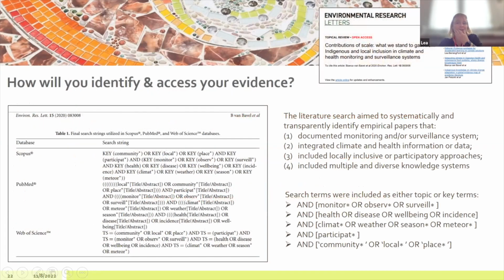So in the case of the paper I mentioned on Indigenous and local knowledge, this is an example of one of the tables in the methods section where the databases that were searched are transparently reported, as well as the exact search strings that were used, so that it's replicable, so that somebody else could read this article, go into the literature, and in theory replicate this search.